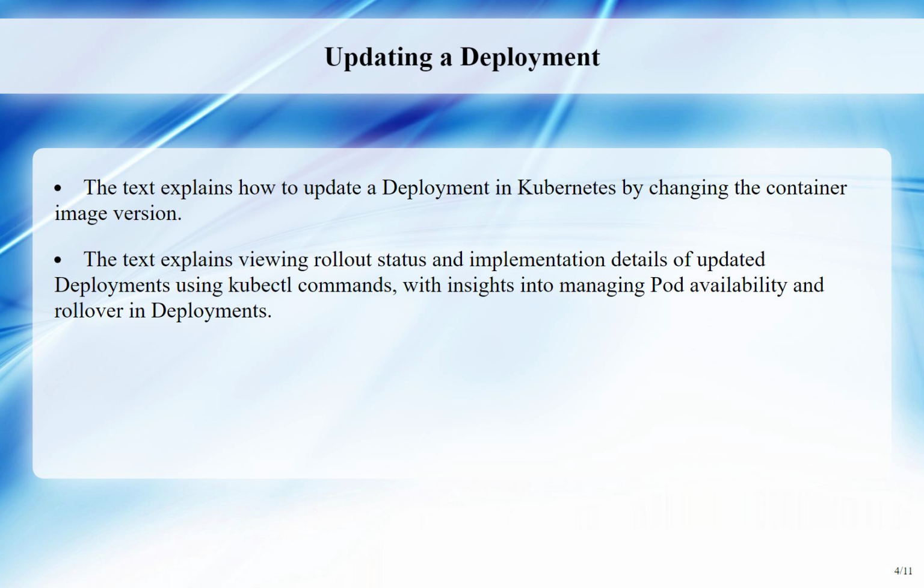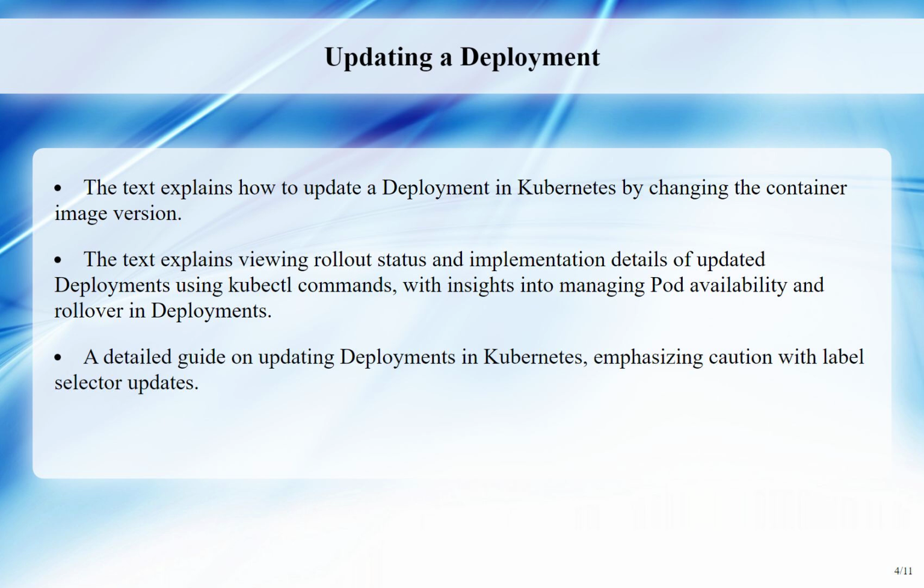The text also discusses the concept of rollover or multiple updates in flight, explaining how existing replica sets are scaled down and new ones are created as deployments are updated. It details the process of rolling over replica sets and scaling them up or down based on the update. It also highlights the need for caution when performing label selector updates, as they can result in orphaned replica sets and the creation of new ones.